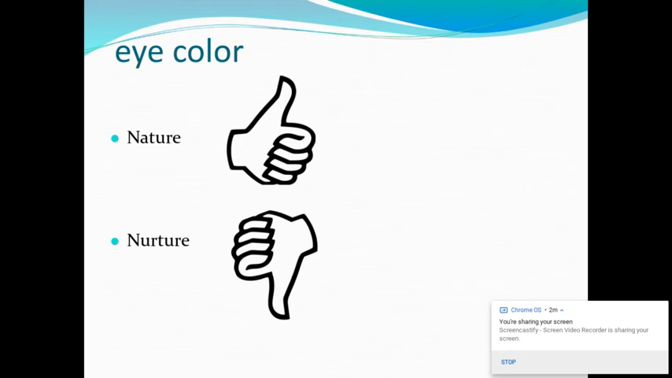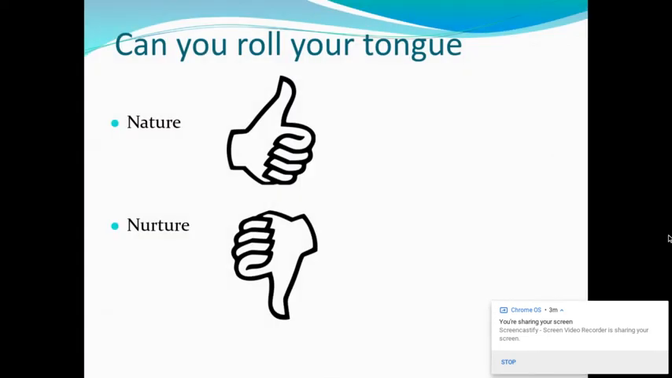Eye color. So if you were born with green eyes, is that going to be nature or nurture? And that's going to be nature. Okay, again, it's genes. Can you roll your tongue? Not rolling your R's, but make like a loop on your tongue. I can't explain it without you seeing it. Nature or nurture? That is also nature.